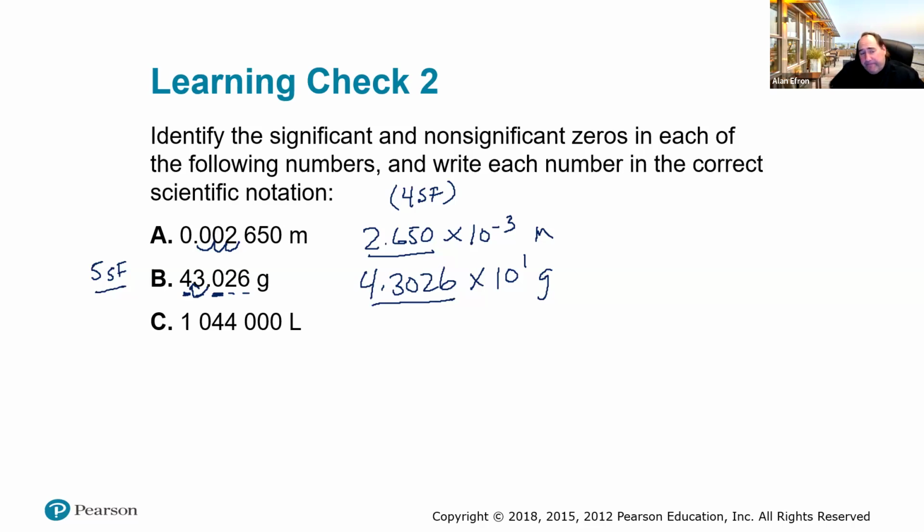Lastly, here, starting to count here at the 1, as that's a non-zero. The 0 here is trapped between 2 non-zeros, which makes it significant. The 4 is significant. The 4 is significant. And now the question is, are these zeros at the end significant? Yes, no, what do you think? Are these zeros significant? These zeros at the end are not significant. That is correct, as I see. Very good. And that is because, once again, there is no decimal point written.